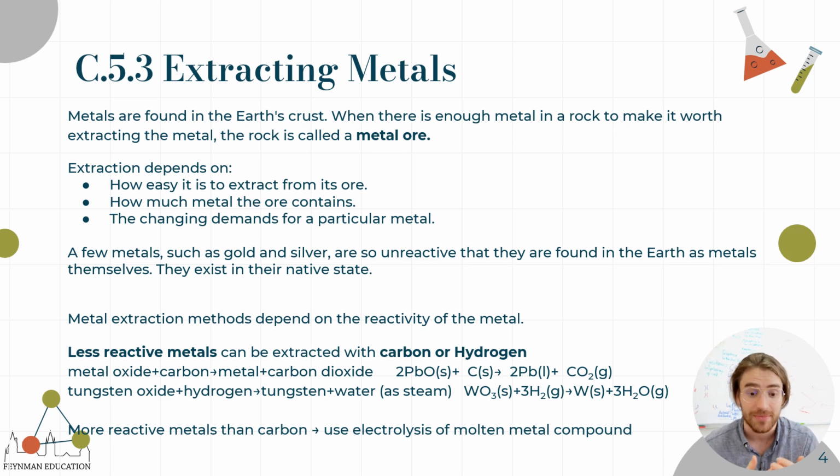Less reactive metals can be extracted by adding either carbon or hydrogen. So we can see here metal oxide plus carbon will give us a metal plus carbon dioxide, whereas tungsten oxide plus hydrogen would give us tungsten and water. When we react it with carbon, it's going to give us carbon dioxide. When we react with hydrogen, it's going to give us water. For metals more reactive than carbon, we're going to use electrolysis to separate them. And remember, because it's an ionic compound, it has to be in an aqueous solution or it has to be melted.